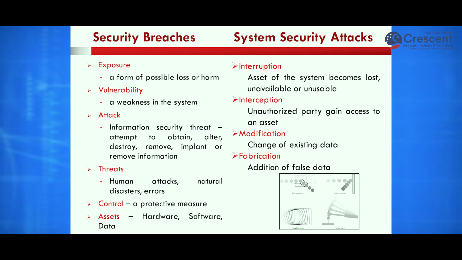So what is interruption? It means that our assets, in the form of hardware, software, data and people, are attacked, and the hackers take the data so that this particular data is lost, unavailable or unusable to the data users between the two parties. This is called interruption. What is interception? Unauthorized parties can gain access to the assets. We can simply call this eavesdropping.